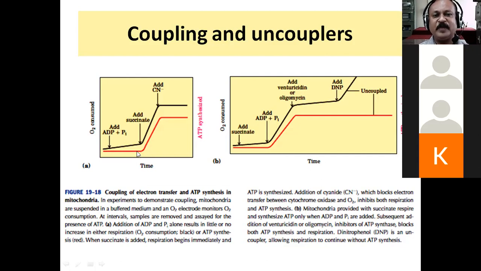Is it correct? Why is that happening? It is because we have not added any substrate. Just listen to my words carefully. We have not added any substrate. We have only added ADP and inorganic phosphate, and we are expecting that it will be converted to ATP. But will that happen? It will not happen because there is no source of electrons added to the system. We have not added any substrate. We have not added any succinate.